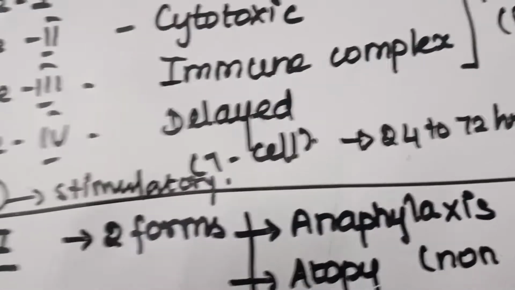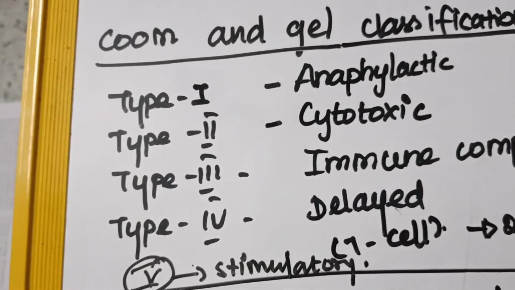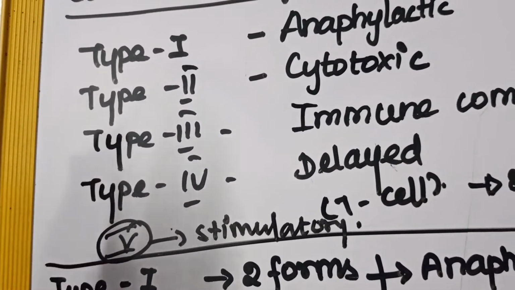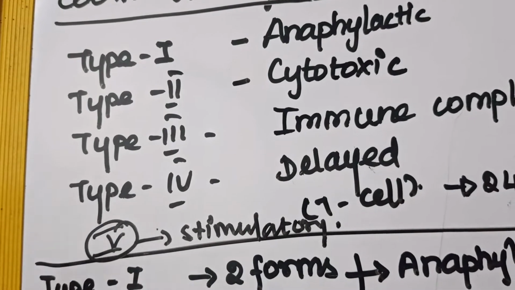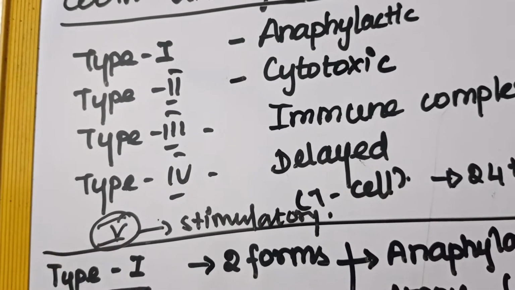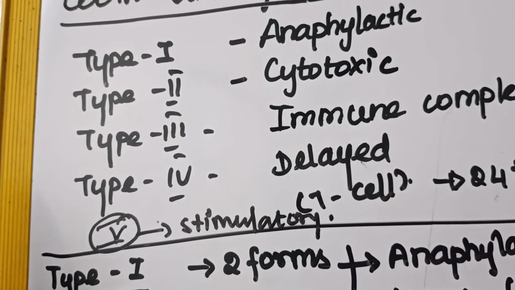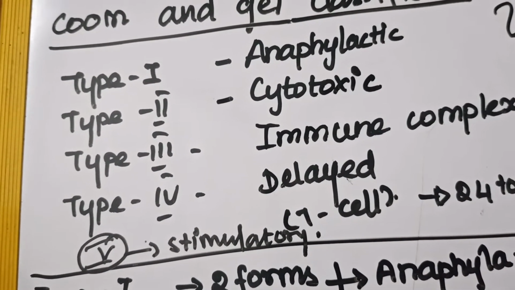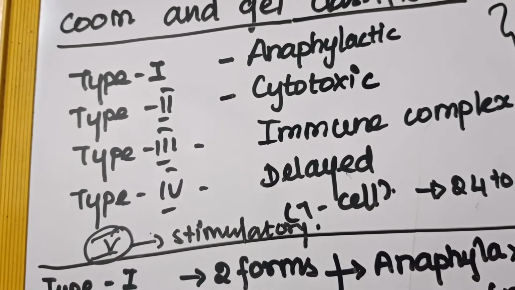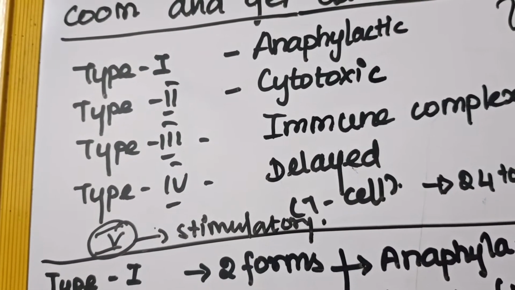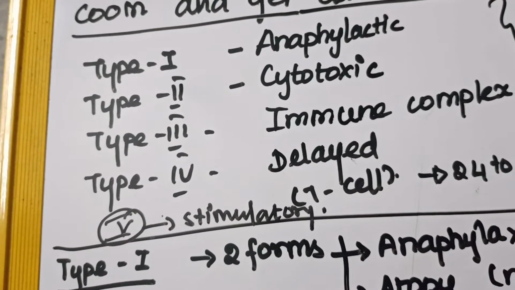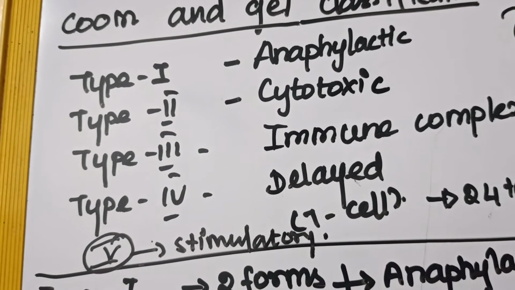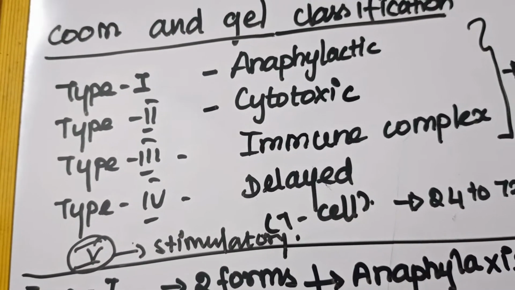Now, let's see how Coombs and Gell classified this hypersensitivity. They classified hypersensitivity into four types. Type 1 is anaphylactic, type 2 is cytotoxic, type 3 is immune complex, and type 4 is delayed. As we said, delayed belongs to the cell-mediated immune response type, whereas the rest 3 belong to the immediate type, which goes to the humoral, that is, antibody B-cell mediated.